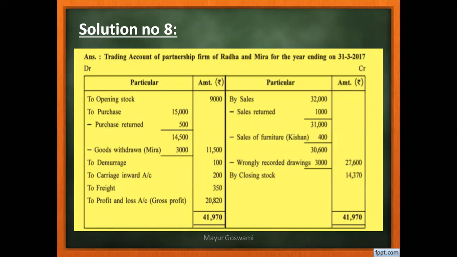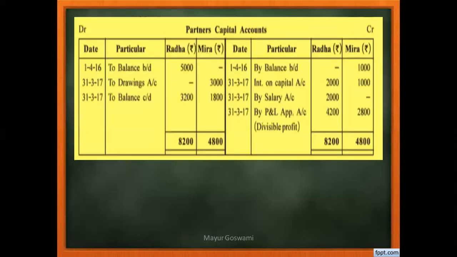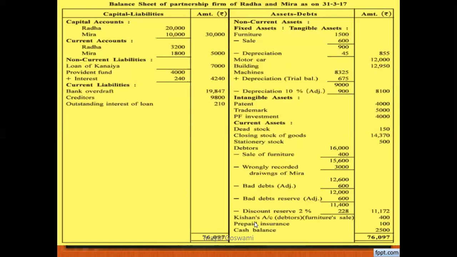14,370, right? So please give the two effects of closing stock. First, on the credit side, write down closing stock 14,370. Second effect, balance sheet asset side, closing stock of goods, because we have two kinds of closing stock, one of stationery and one of goods. So closing stock of goods 14,370.